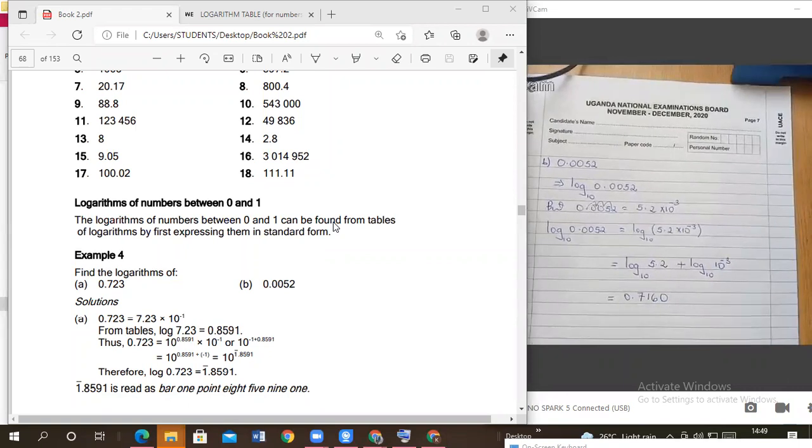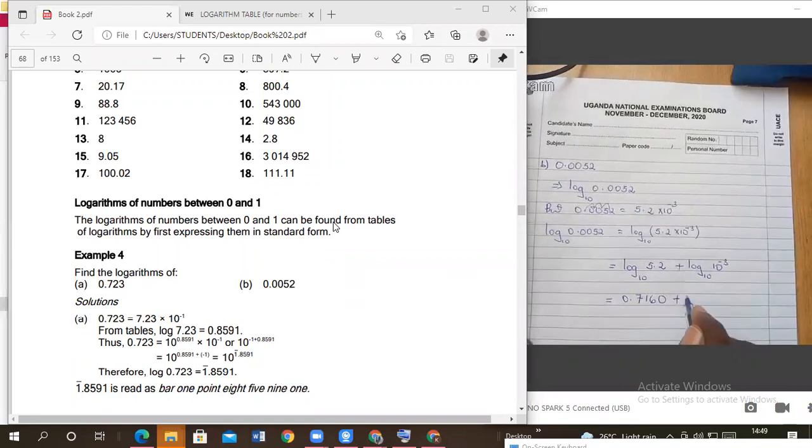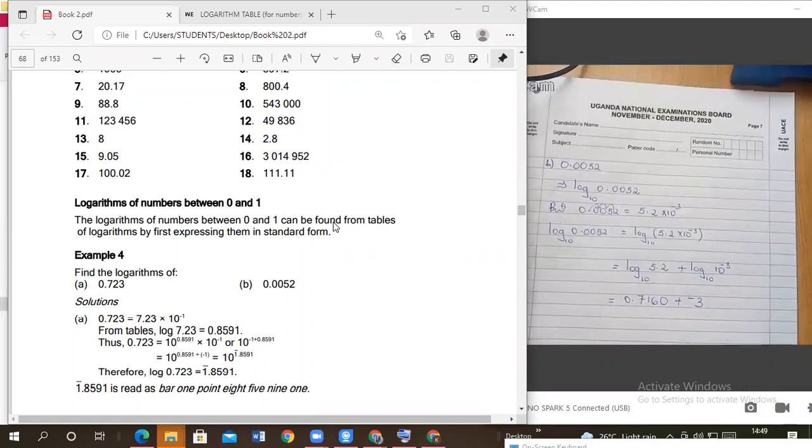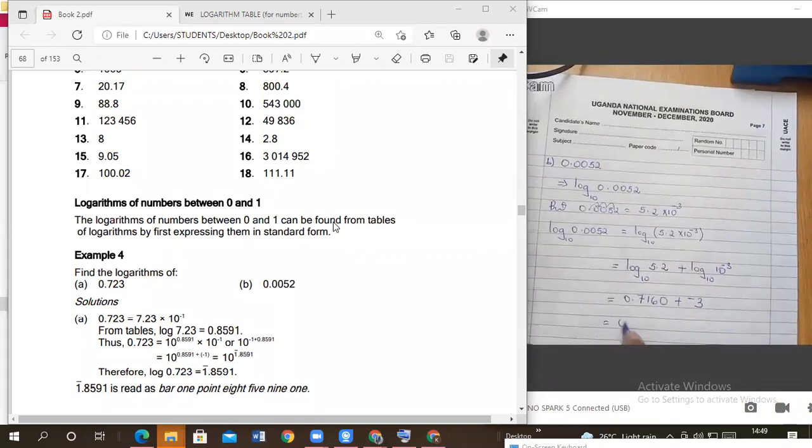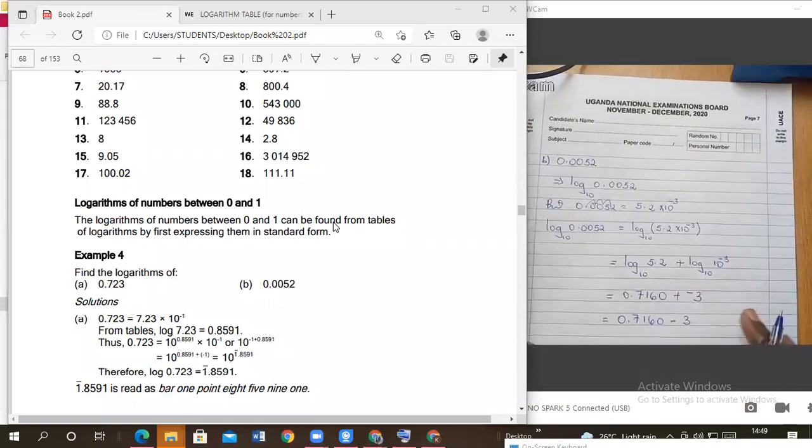160 to 4 decimal places. Don't forget that should be your sum. 4 decimal places plus negative what? Negative 3. So this one will give us 0.7160 minus 3, if you follow the law of integers.